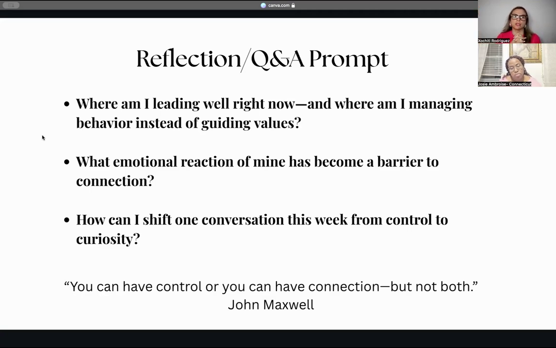What emotional reaction of mine has become a barrier to connection? If you react to everything that they tell you and to their behavior, how is that becoming a barrier to the connection that you have with your kid? How can I shift one conversation this week from control to curiosity, to asking those open-ended questions? So these are your takeaways to reflect on, so that you can build a stronger connection with your kid.